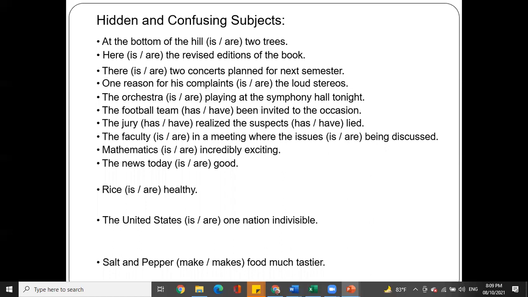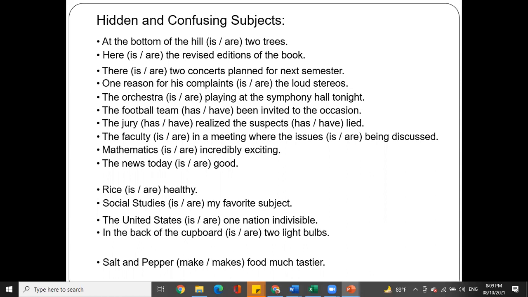Mathematics is incredibly exciting. So mathematics is another one of those mass noun-like nouns or subjects. Like social studies. Social studies is my favorite subject.